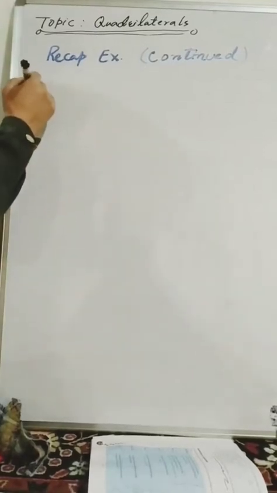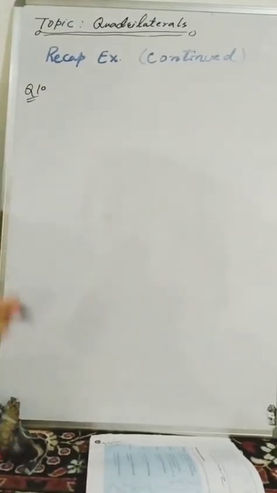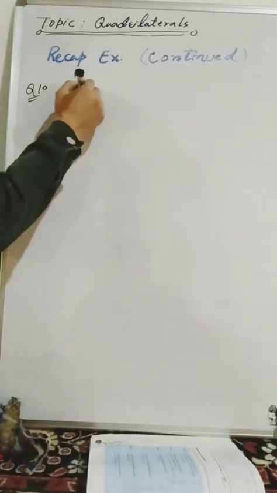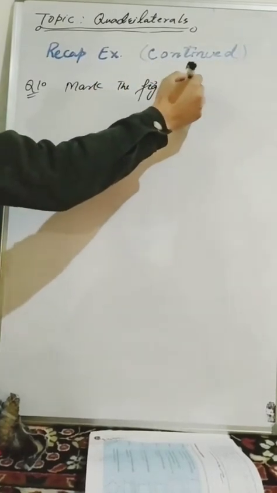Question 10, final question of the exercise. Do it by your own self. What the question says, you have to mark the figures which are quadrilaterals. That means if a figure is having four sides, then that is a quadrilateral, otherwise that is not. Do it by your own.